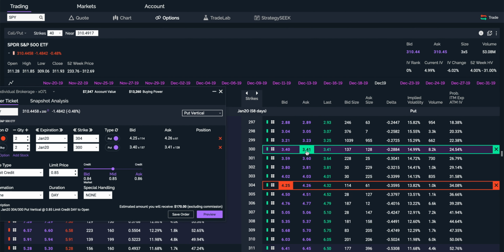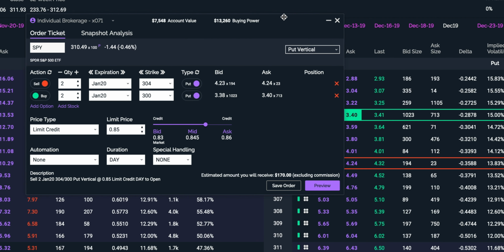This means that at expiration in 58 days, if the price of the SPY is above 304, then both of these options will expire worthless and we will keep our initial credit. However, if the price is below 304, we will lose money and we're insured down to $300. Let's take a look at the snapshot analysis to look at the risk profile.